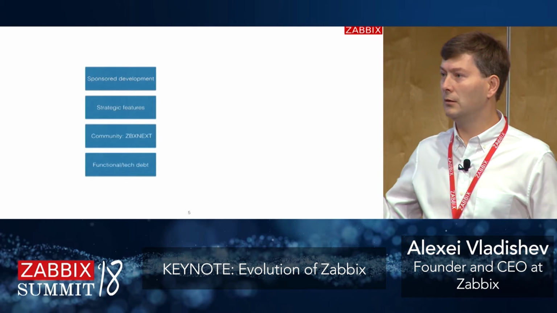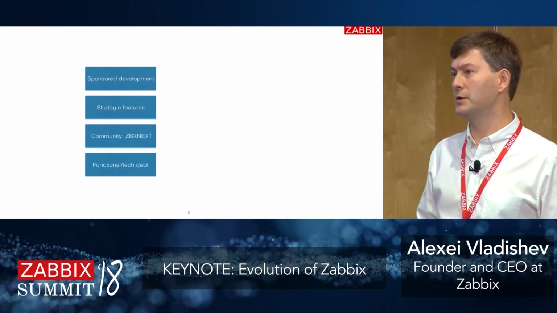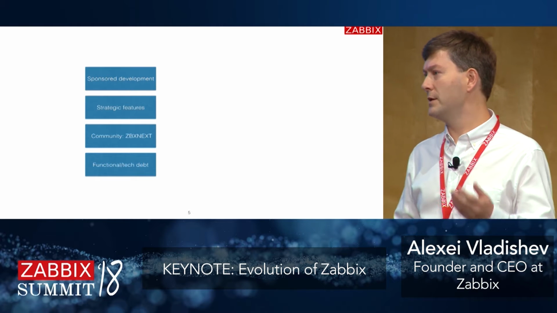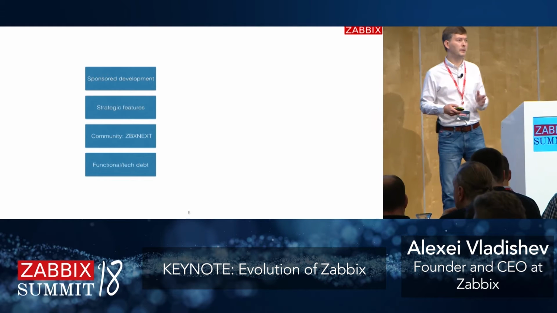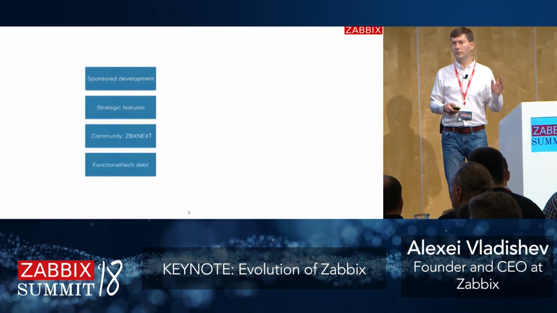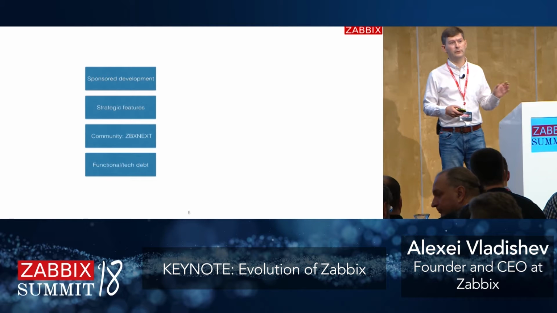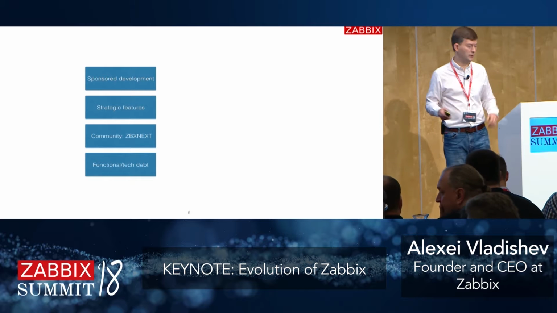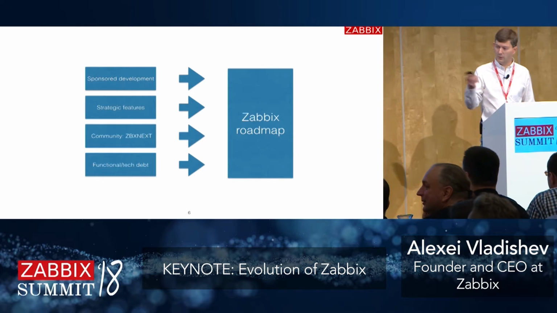Then there is the community. We always look at what the community is thinking about newer features. If you go to support.zabbix.com, you may create your own feature request and vote for existing ones. I think every major release of Zabbix contains at least 10 of the top 50 most voted feature requests from the community. Five up to 10 of the most voted feature requests are implemented in every major release. It's guaranteed. And then there is functional and technical debt. It all goes to the roadmap.